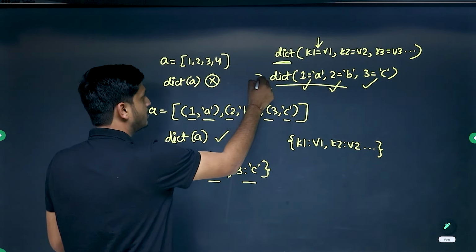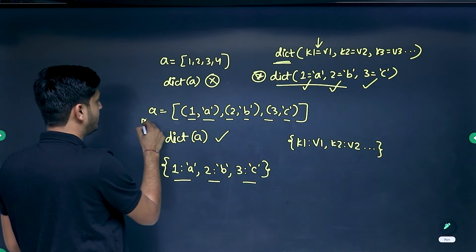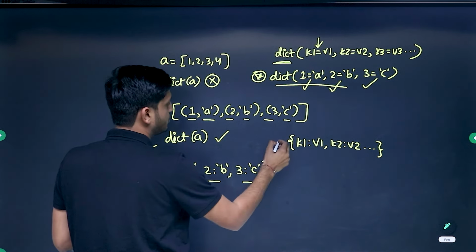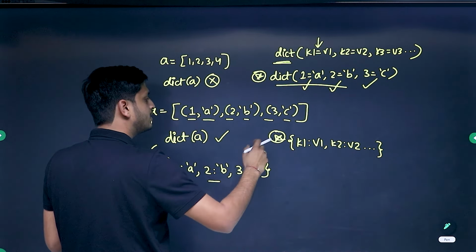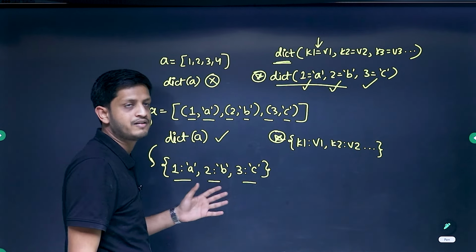This is one way where you are using equal to. This is another way where you are giving it an iterable of key value pairs, which means an iterable of tuples. And the original way is this, where you can in the curly brackets write key1 colon v1, key2 colon v2, and so on. These are the three ways.